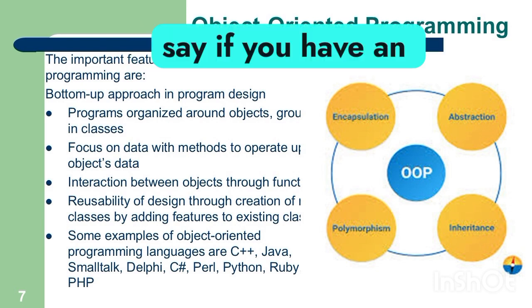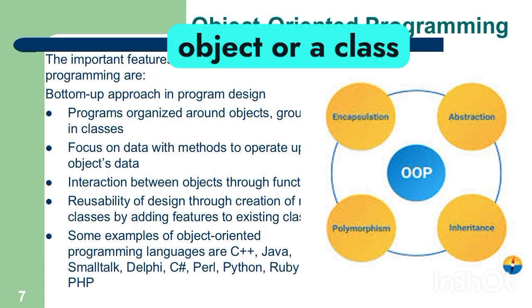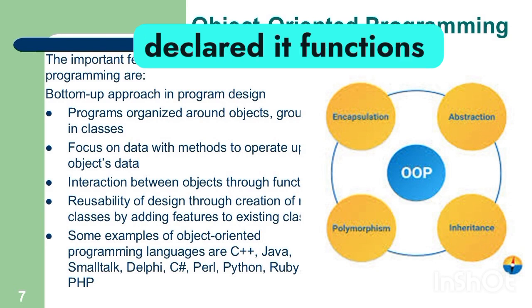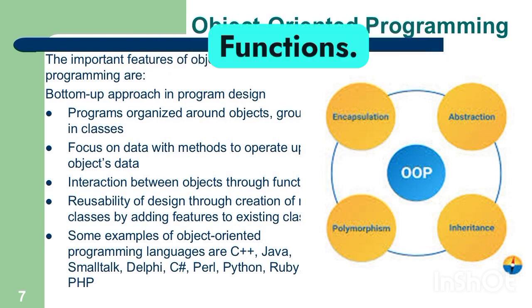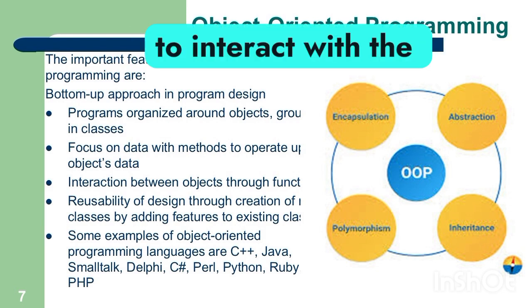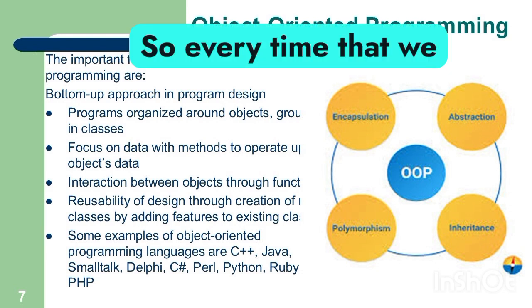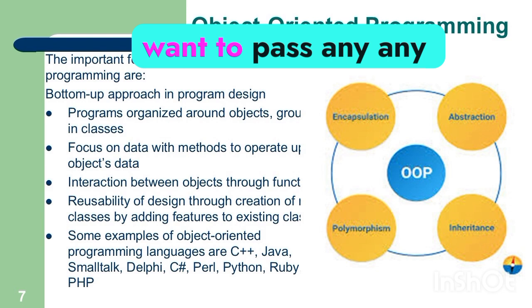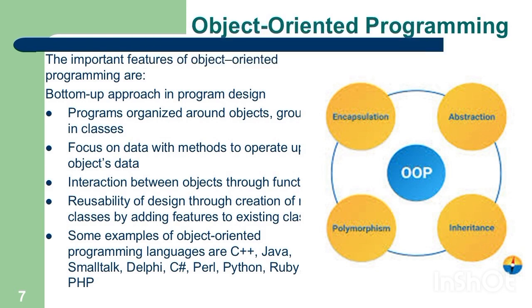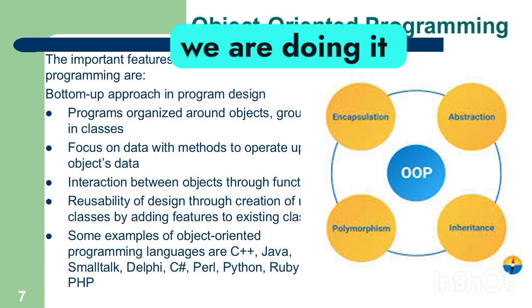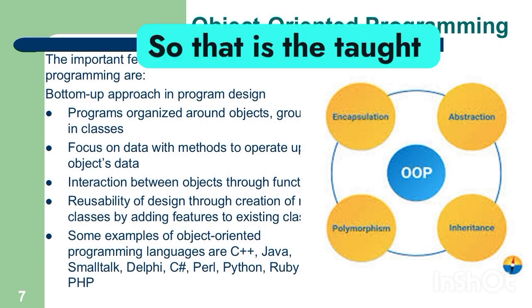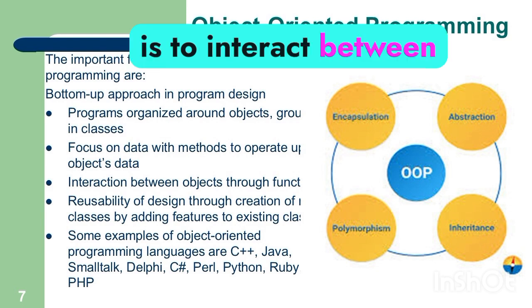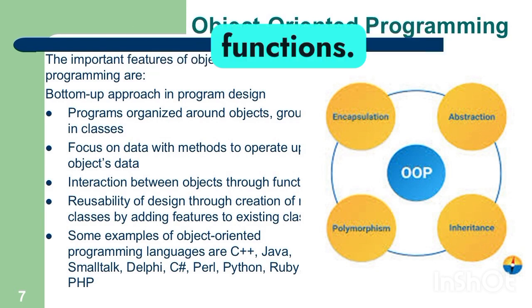Say you have an object or a class that you have declared its functions and methods. These functions are the ones we use to interact with the object. So every time that we want to pass any output or any declaration, we are doing it on these very functions. So that is the third feature of object-oriented programming: to interact between objects through these functions.